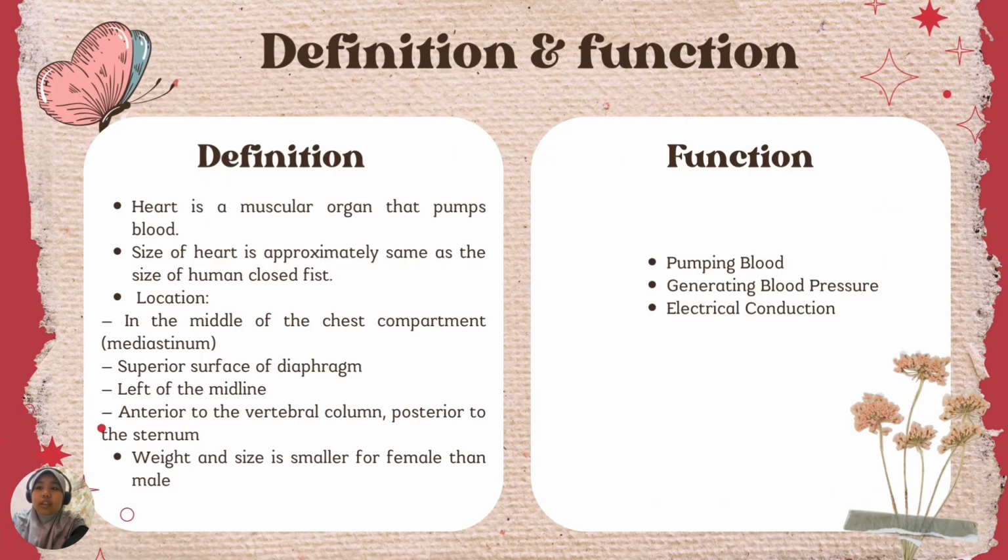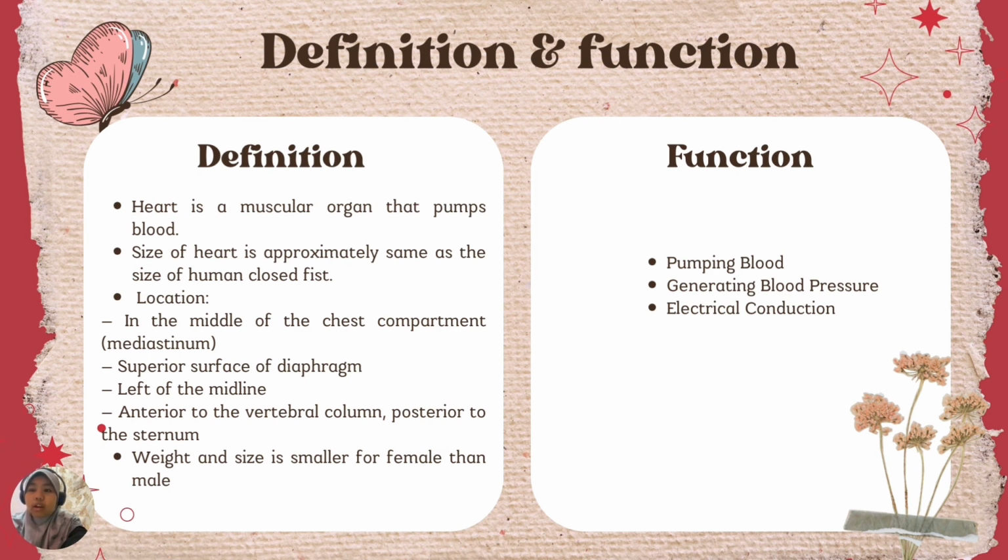For the first content, which is about the definition and function, I'm going to talk about the definition first. So, heart is a muscular organ that pumps blood through the blood vessels of the circulatory system. In human, the size of heart is approximately the same as the size of a human closed fist, and it is located between the lungs, in the middle of the chest compartment known as the mediastinum. Besides, heart is also located superior, anterior, and posterior to the diaphragm, sternum, and also the vertebral column respectively.